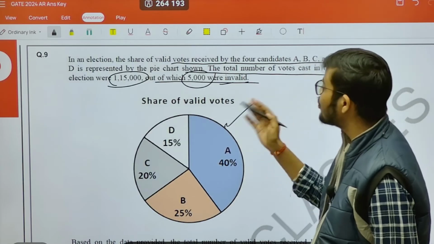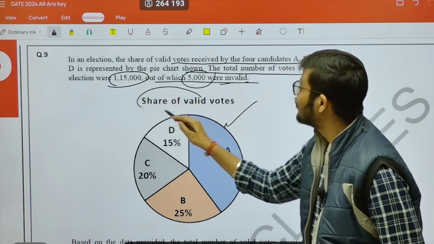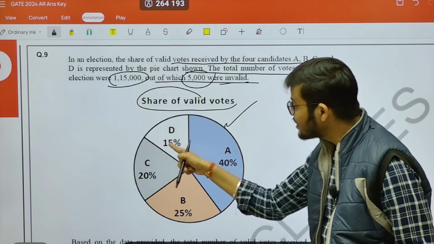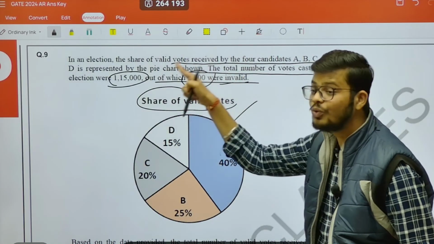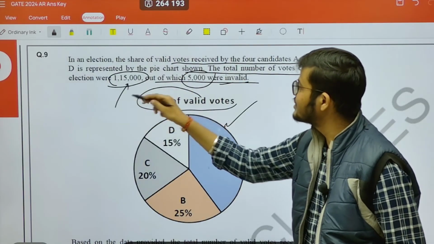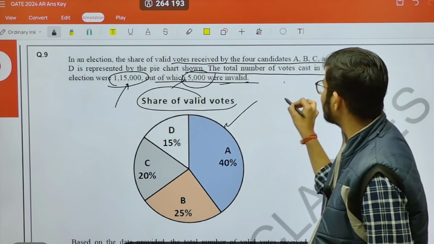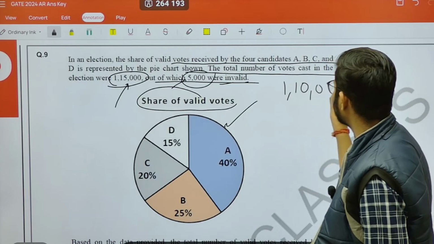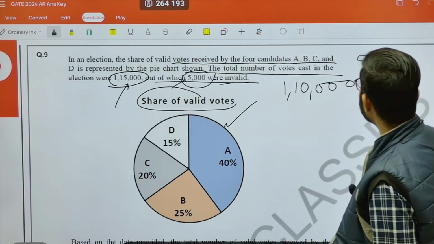Now this data is about what? Share of valid votes. That means these percentages are given with respect to valid votes. So first calculate how many valid votes are there. If total votes are this and 5,000 votes were invalid, that means total valid votes will be what? 1,10,000. Why is this happening? Because 5,000 votes were rejected.